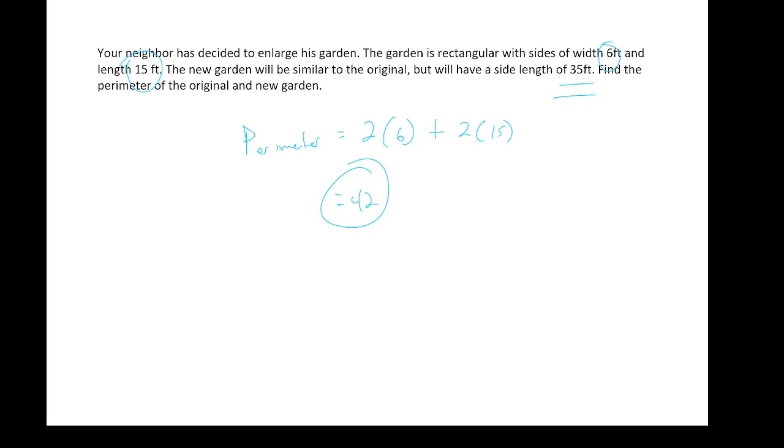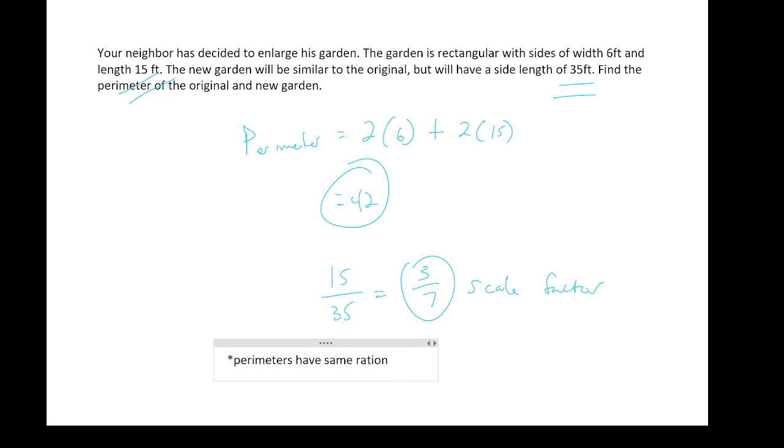My length was 15 feet before, right? So length and length, the length 15 to the other length 35 will be a scale factor of 3 to 7. Now, what we need to know here is the following fun factoid, which is that the perimeters also, because it's linear, have the same ratio. Not ration, ratio. Okay?